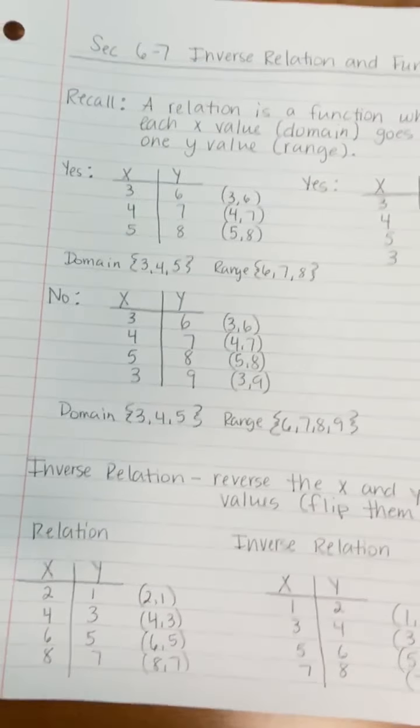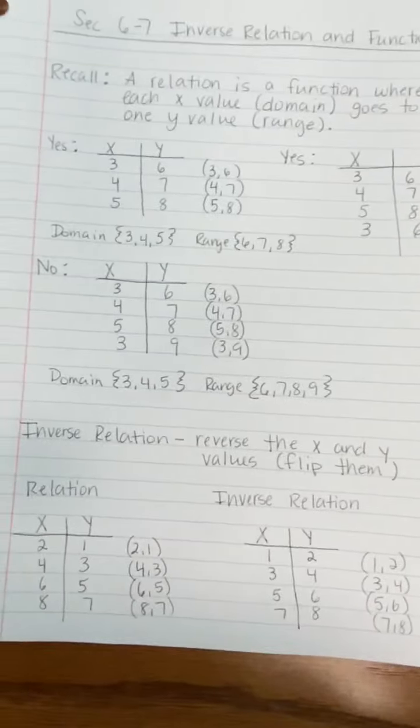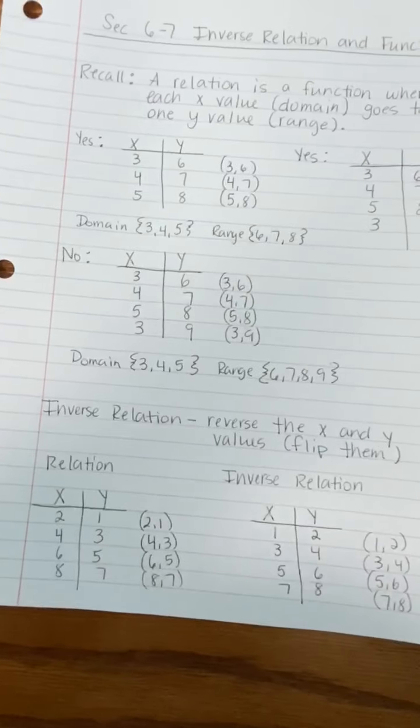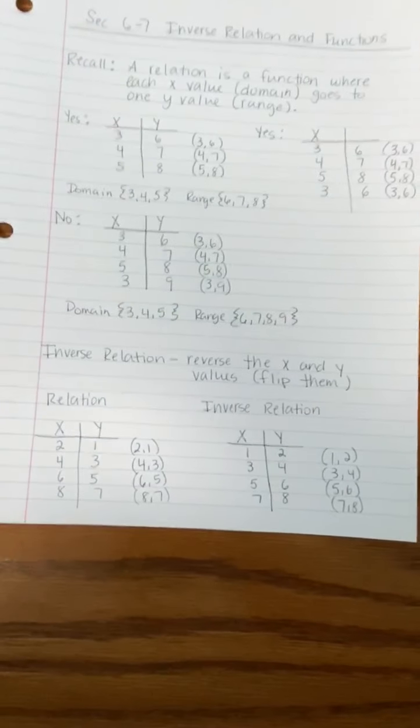I just remembered the other way we did was the vertical line test. If you remember, we had to draw that vertical line to see how many times it crossed the graph. That was our other test we did. All right, so that's just normal relations.